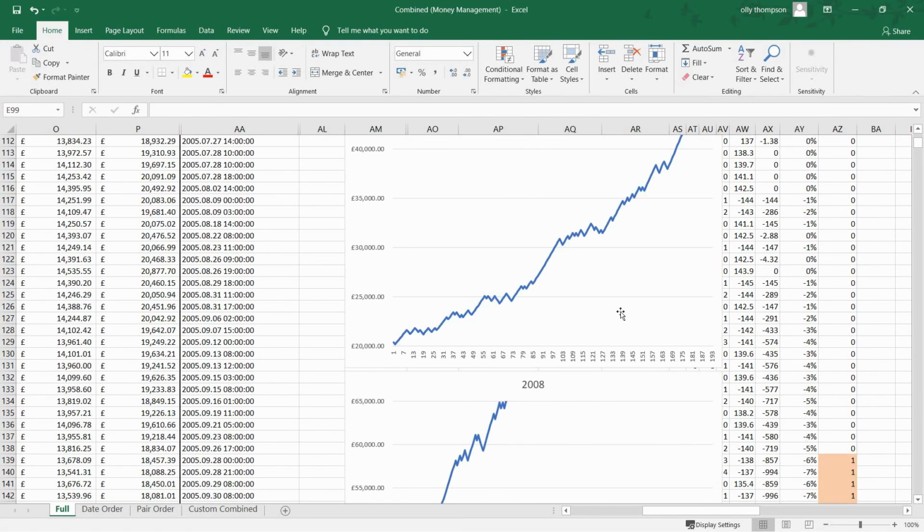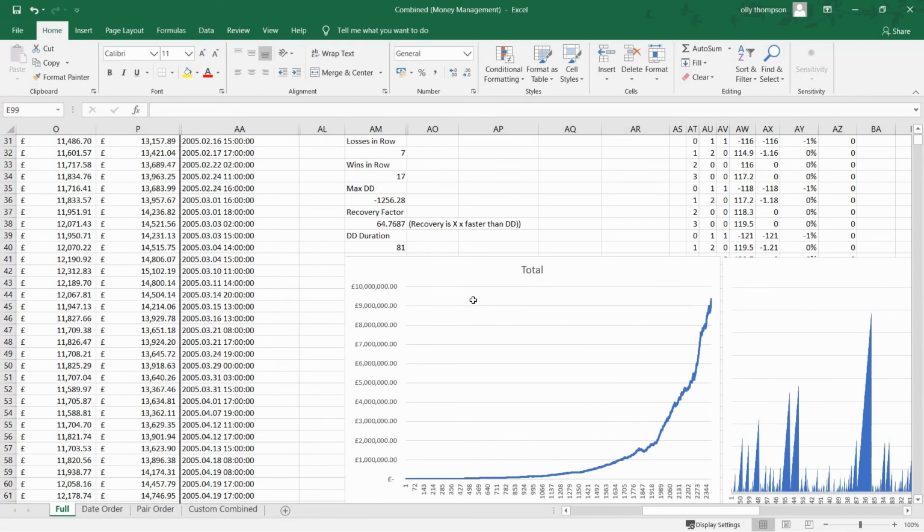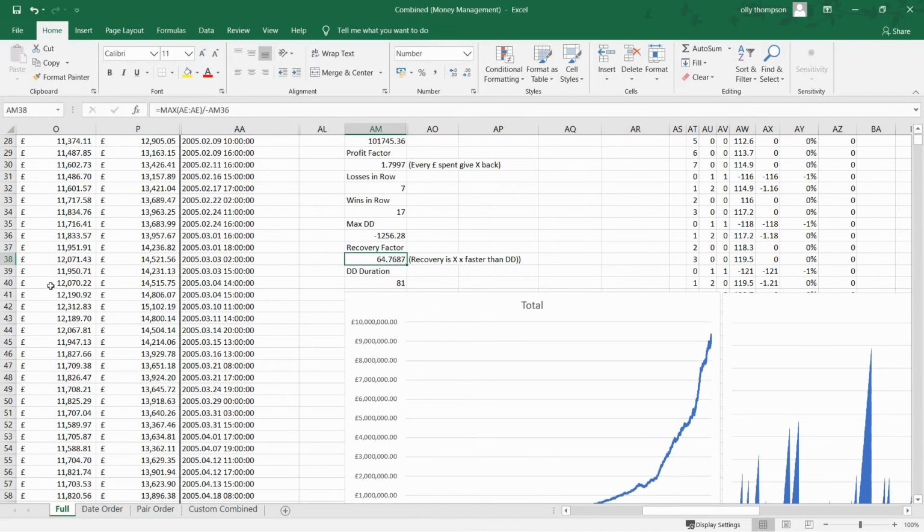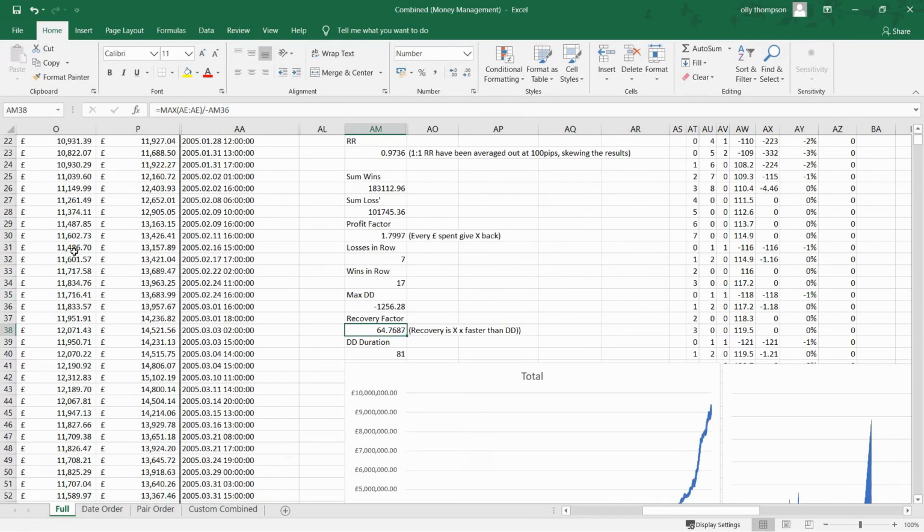Because you know after that, which is why we've done the testing as well, recovery factor, 64. So this recovery factor is an important number. What this is saying is during drawdown, say you draw down £1,000, you lose £1,000. The recovery factor is 64 times. So whatever the length of time it takes you to lose that £1,000, it's going to be 64 times quicker to make that £1,000 back than it was to lose it.